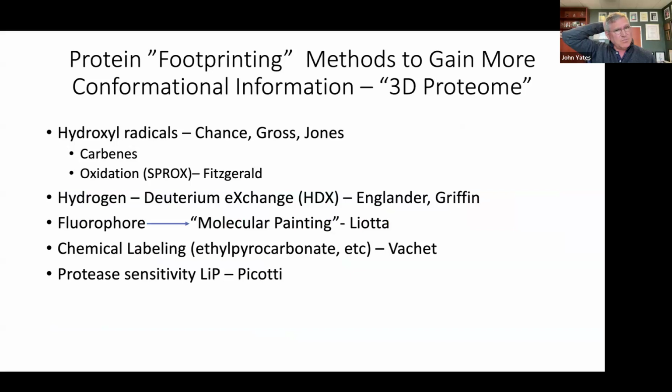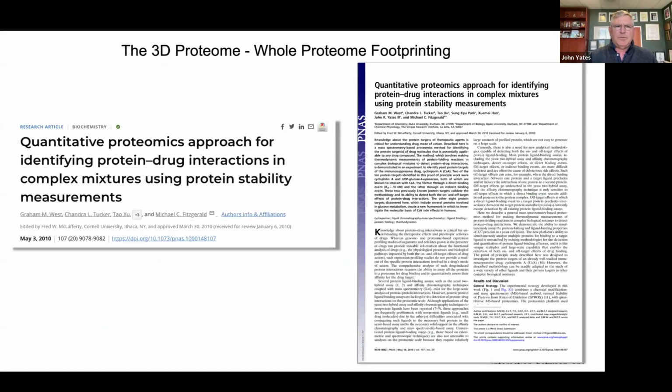It turns out that there are some mass spectrometry-based methods that have been developed over the decades, where people have used hydroxyl radicals as a way to label the surface accessible regions of proteins. And of course, the traditional method that's been around for a long time is HDX, hydrogen deuterium exchange. There are some fluorophore methods, and chemical labeling methods that Richard Vacher has been developing. And then, of course, there is the protease sensitivity assay, which the Picardi lab in Switzerland has developed.